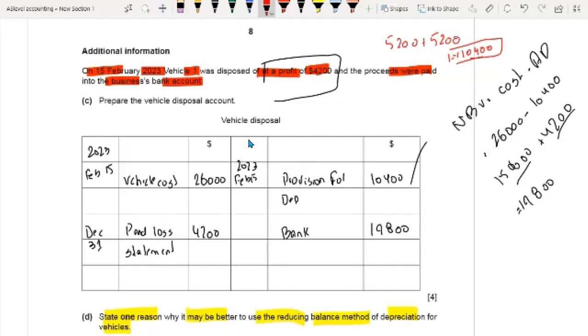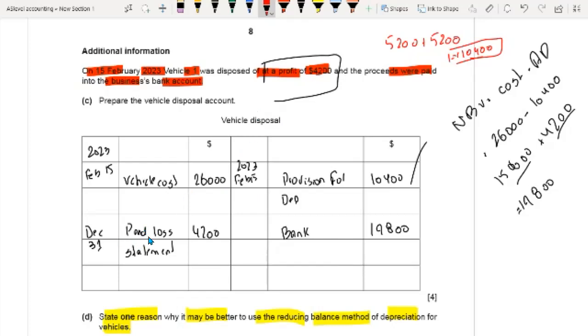And we know that in the vehicle disposal account we have to credit the vehicle cost and debit the vehicle disposal. So as you can see, I have done it. Vehicle cost 26,000 is correct because we just sold this asset. That is why we have to credit our asset account and debit the vehicle disposal account. Basically we gain on disposal, which is $4,200. So whenever we gain on disposal, our income statement would be credited and the vehicle disposal account would be debited.